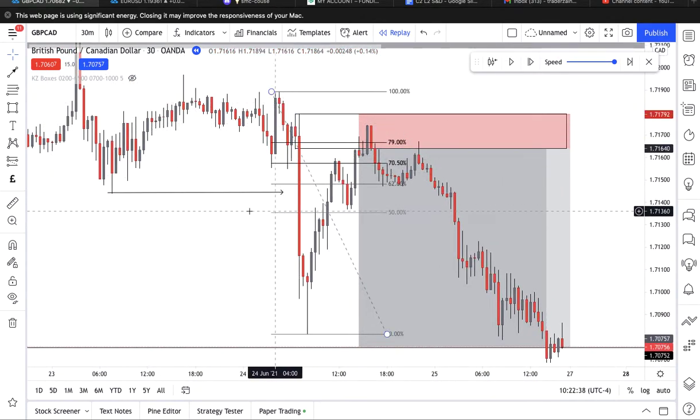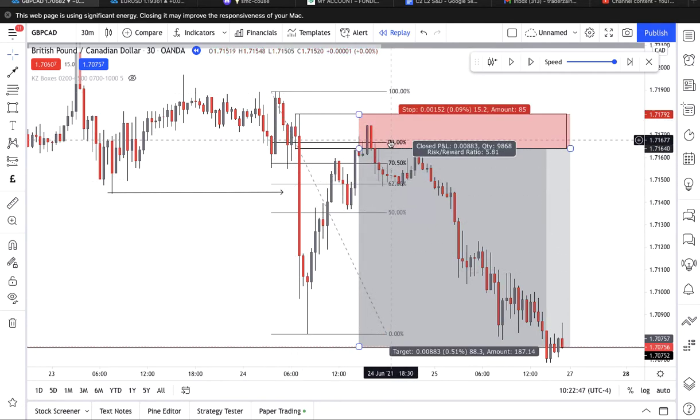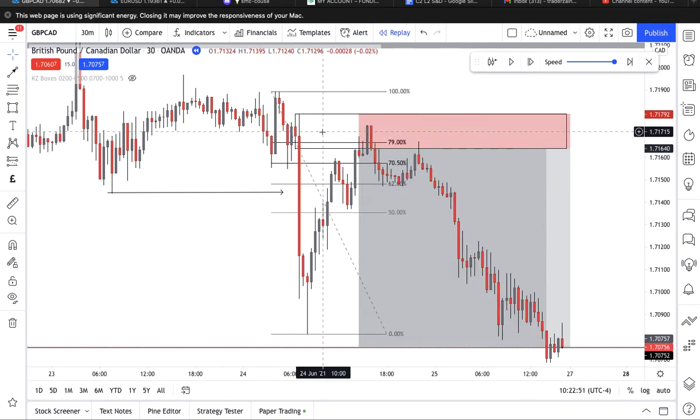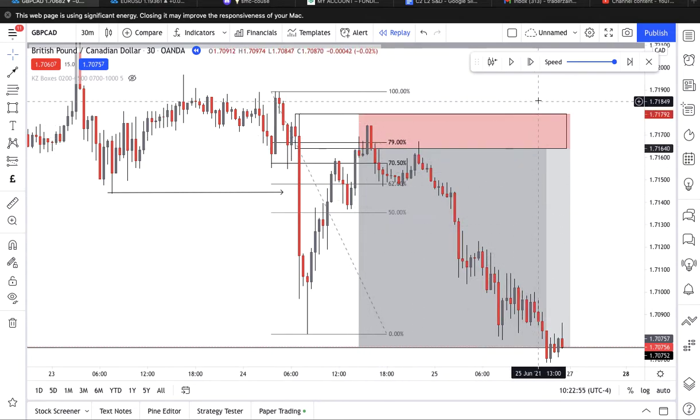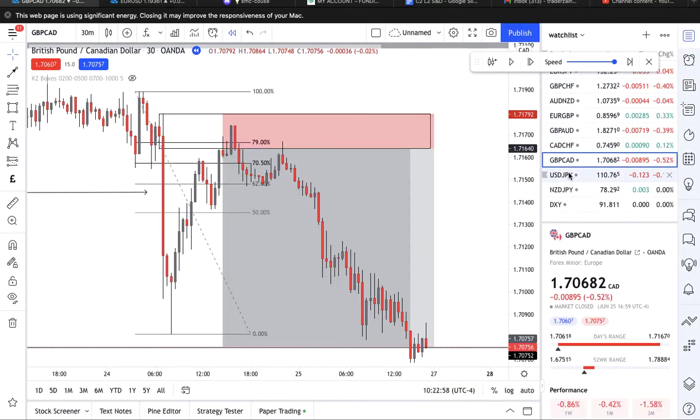Number one, it broke structure. Number two, we have a clean indecision candle. Number three, this zone aligns perfectly with our discounted Fibonacci level. So this will be classified as a premium supply. So when price pulls back into it, we would look to sell off. Now let me show you guys another example.